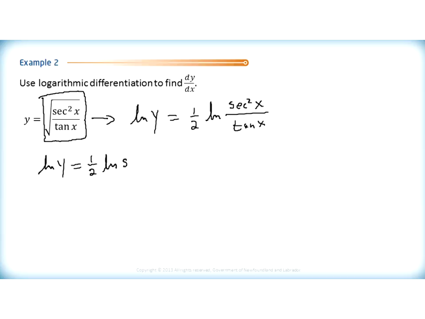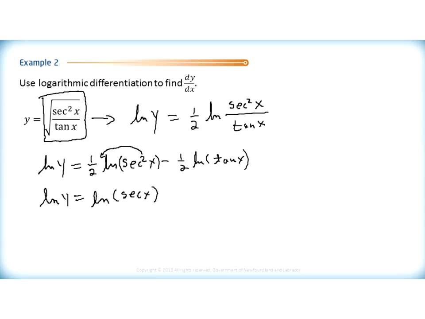So it's ln of secant squared x minus 1/2 of the ln of tan x. Oh, okay, so there's tan x. All right. So now what I'm going to do is one more step to simplify before I even begin to differentiate here. Secant squared, I can take that exponent and multiply it in front, and 2 times 1/2 goes away. So I just have the ln of secant x minus 1/2 the ln of tan x.